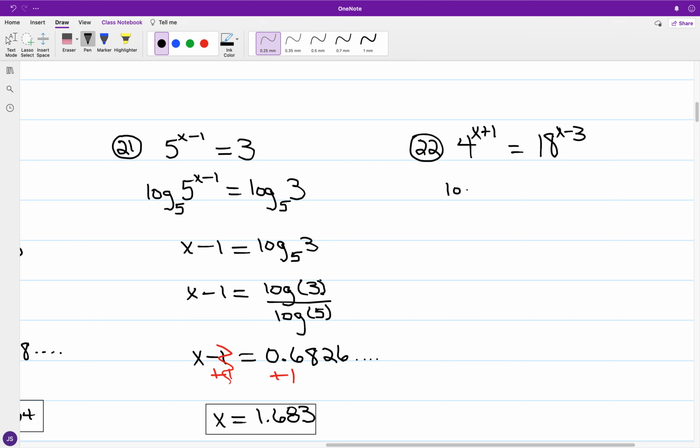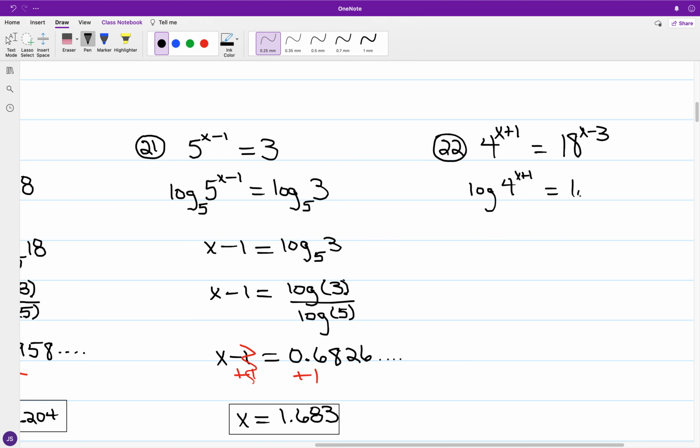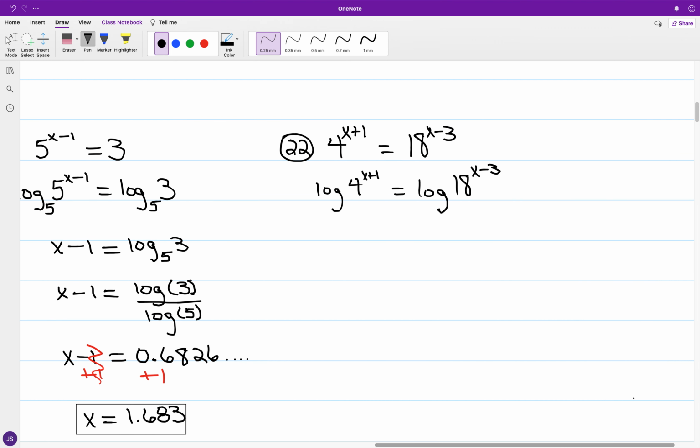So we have the base 10 logarithm of 4 to the x plus 1 is equal to the base 10 logarithm of 18 to the x minus 3. Notice we don't have any match between logarithmic and exponential bases, and so what we will do here is that with the powers, we're going to make these into coefficients.